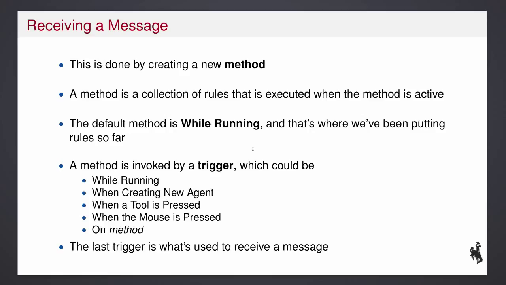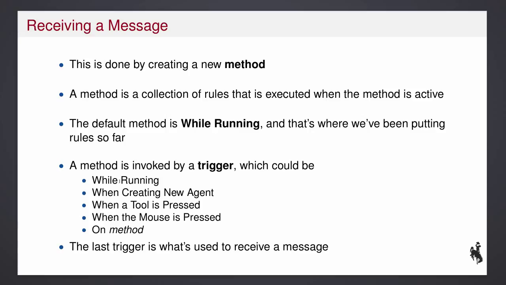What we'll end up doing, and I'll show you this in a demo, is to create a new method. And remember, a method is just a bunch of rules that are going to execute whenever that agent gets that message, okay? So the method might be called increment, okay? And whenever the score agent gets the increment message, then it will go ahead and increment the score by 1. Okay? What we've been doing so far is to put everything inside a special method called while running, and that just keeps getting called whenever the agent is alive. Okay, so that's essentially it.